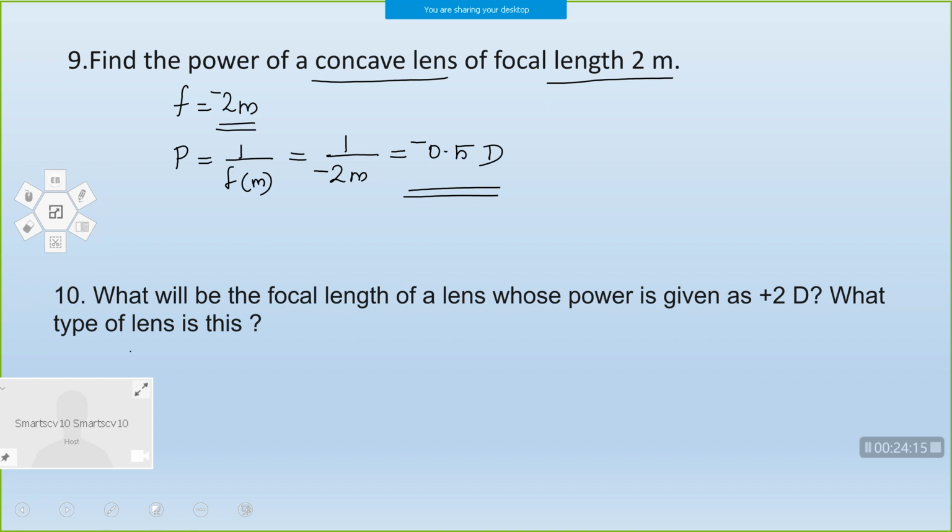Then next question: what will be the focal length of a lens whose power is given as +2 diopter? What type of lens is this? So here power is given as +2 diopter.